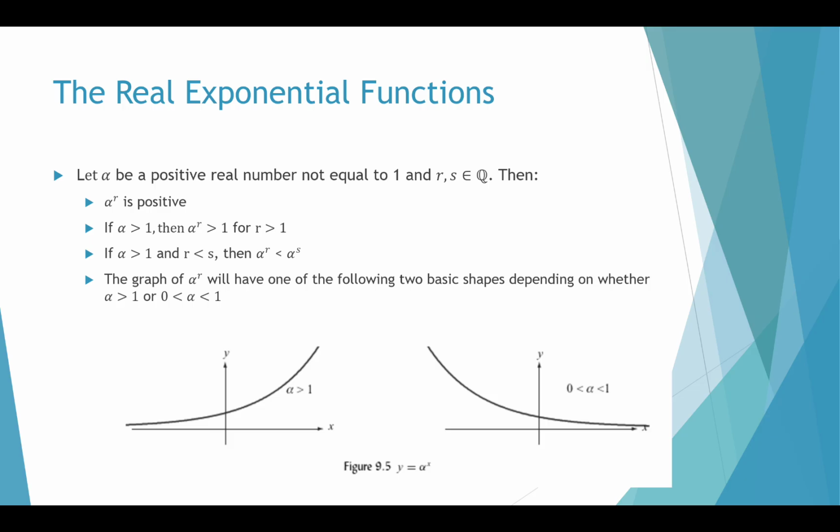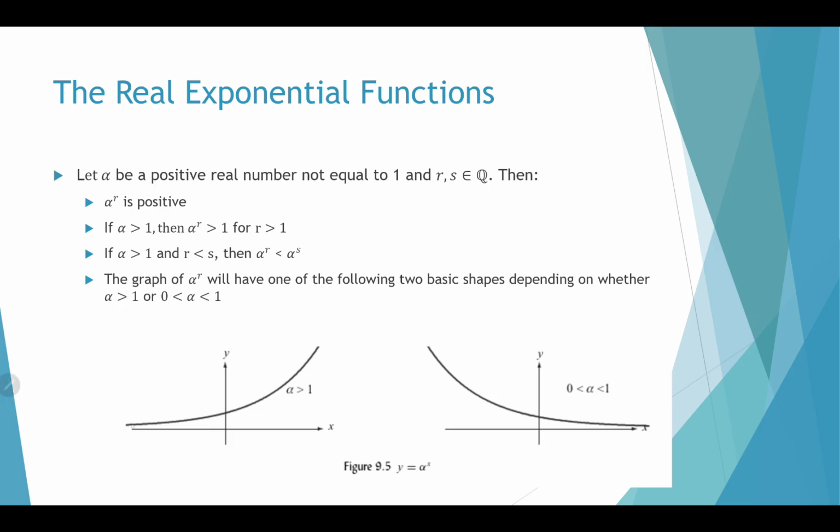If alpha is greater than 1 and R is less than S, then alpha to the R is less than alpha to the S. Now again, I'm saying that alpha is greater than 1. We showed that's not the case between 0 and 1. So the graph of alpha to the R will have one of the following two basic shapes, depending on whether alpha is greater than 1 or alpha is between 0 and 1.